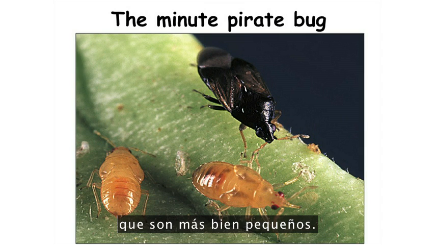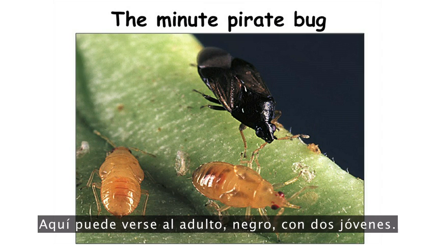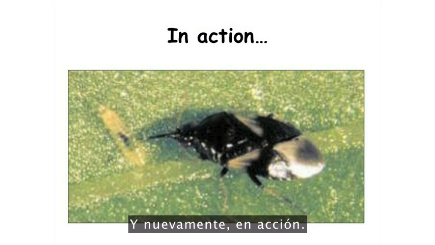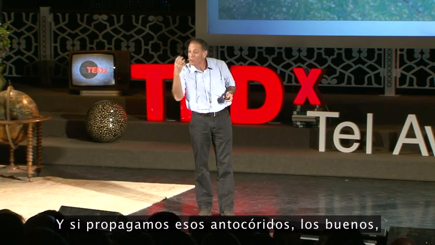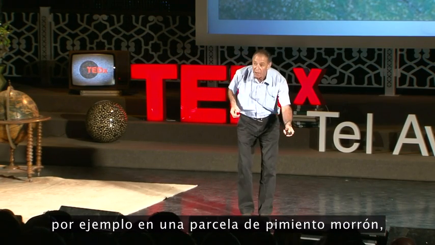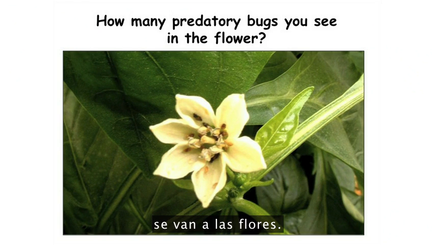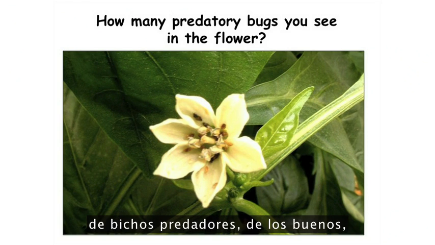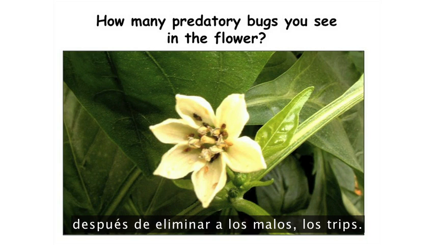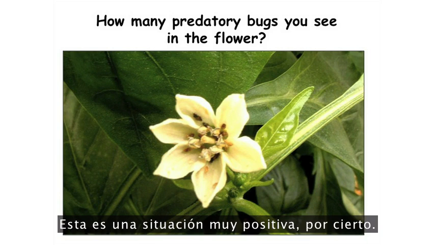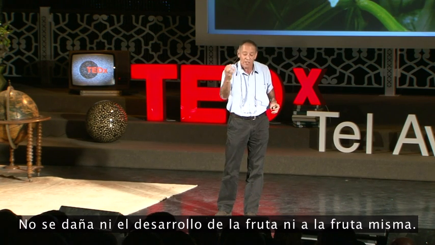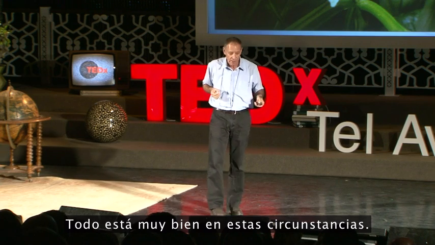Minute because it is rather small. Here you can see the adult, black, and 2 young ones. And again, in action, this adult pierces the thrips, sucking it within just several minutes, just going to the other prey, continuing all over the place. If we spread those minute pirate bugs, the good ones, for example, in a sweet pepper plot, they go to the flowers and look, this flower is flooded with predatory bugs, the good ones, after wiping out the bad ones, the thrips. So this is a very positive situation. No harm to the developing fruit, no harm to the fruit set, everything is justified under these circumstances.